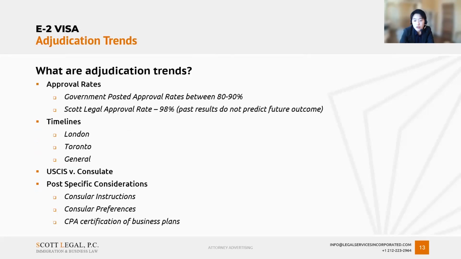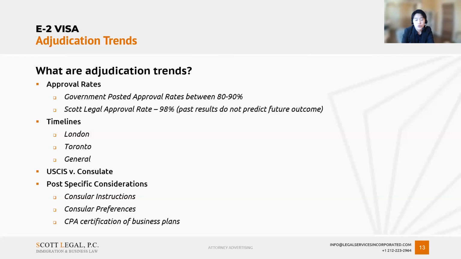All right. A little bit on adjudication trends. So, what are the approval rates for E-2 visas? E-2 visa approval rates are still very high. If you look at government posted approval rates, which would include self-filed E-2 visa petitions, still between 80% and 90%. And this has not gone down with the new administration.